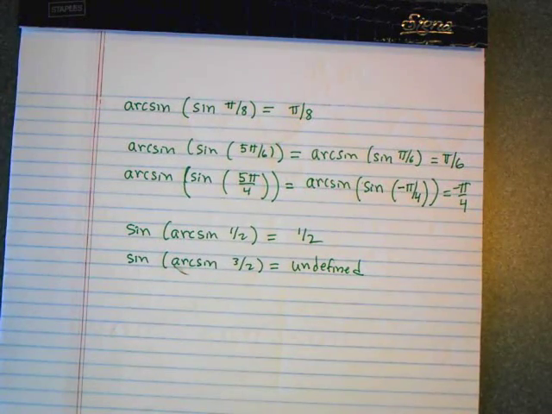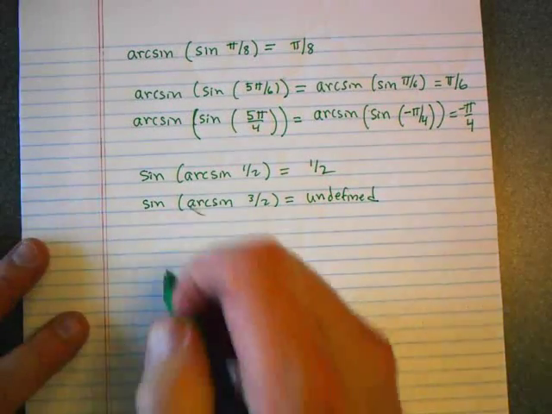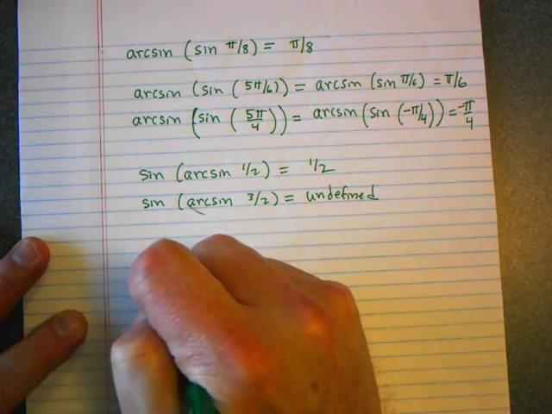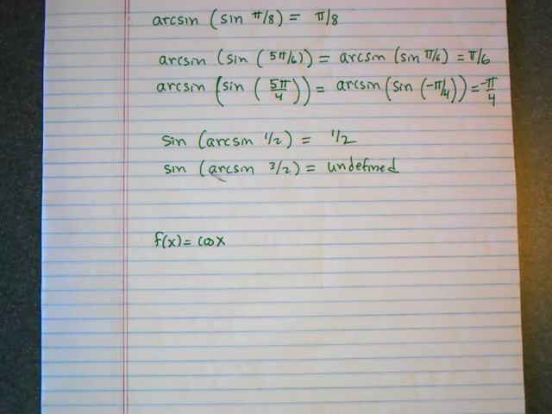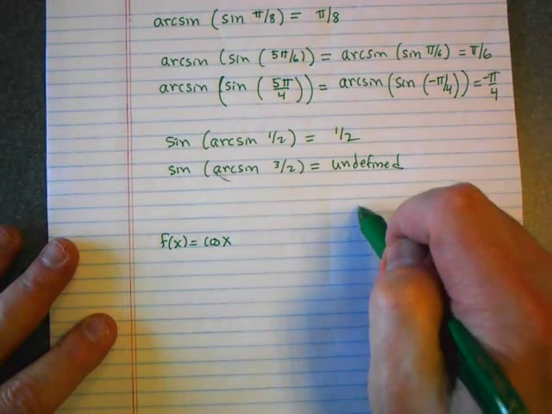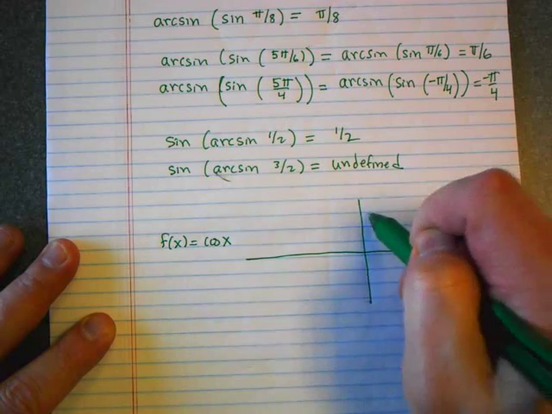Okay. All right, well, that was arc sine. That was a good time. How about f of x equals cosine x? Is cosine x a one-to-one function? No. No, it is certainly not. It's just as bad as sine. It fails an infinite number of times.